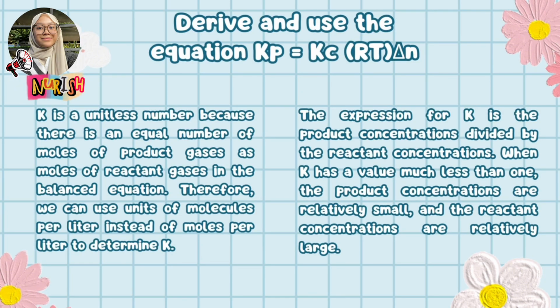When K has a value much less than 1, the product concentrations are relatively small and the reactant concentrations are relatively large. K is the equilibrium constant. It tells how far a reaction goes before it stops changing. K shows the position of equilibrium, whether products or reactants are favored.